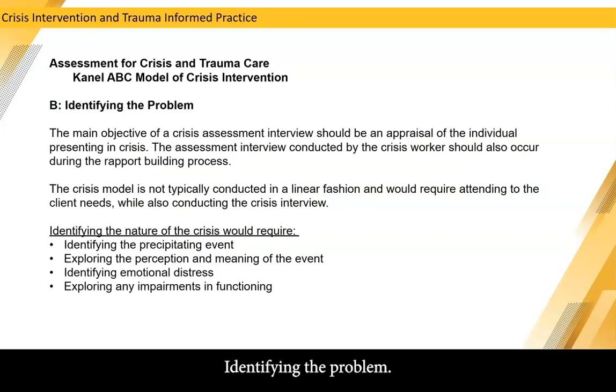Identifying the problem. The main objective of a crisis assessment interview should be an appraisal of the individual presenting in crisis. The assessment interview conducted by the crisis worker should also occur during the rapport building process. The crisis model is not typically conducted in a linear fashion and will require attending to the client needs while also conducting the crisis interview. Identifying the nature of the crisis would require identifying the precipitating event, exploring the perception and meaning of the event, identifying emotional distress, and exploring any impairments of functioning.